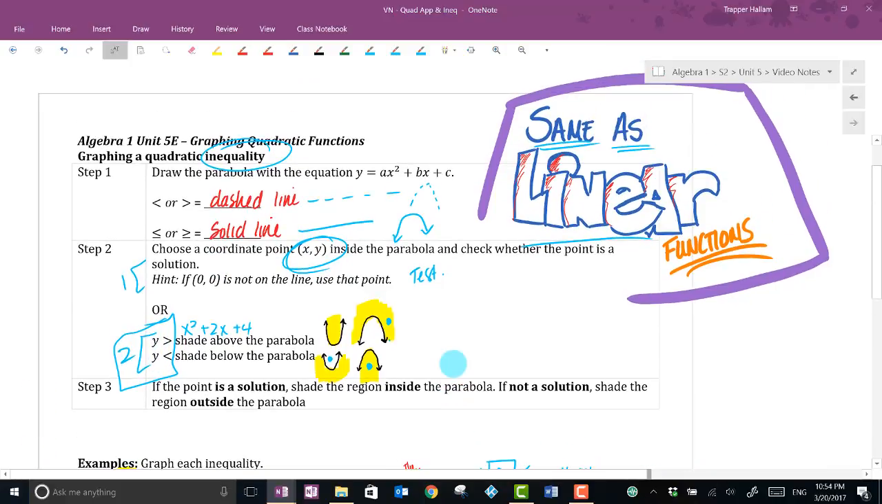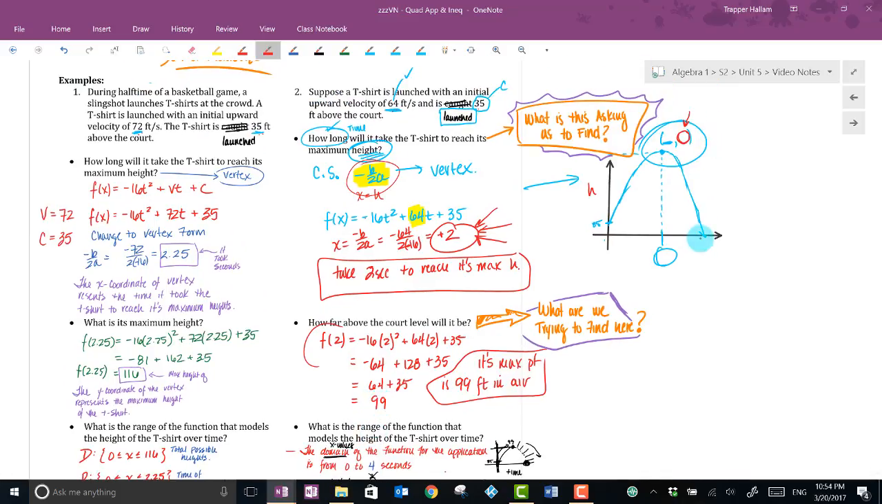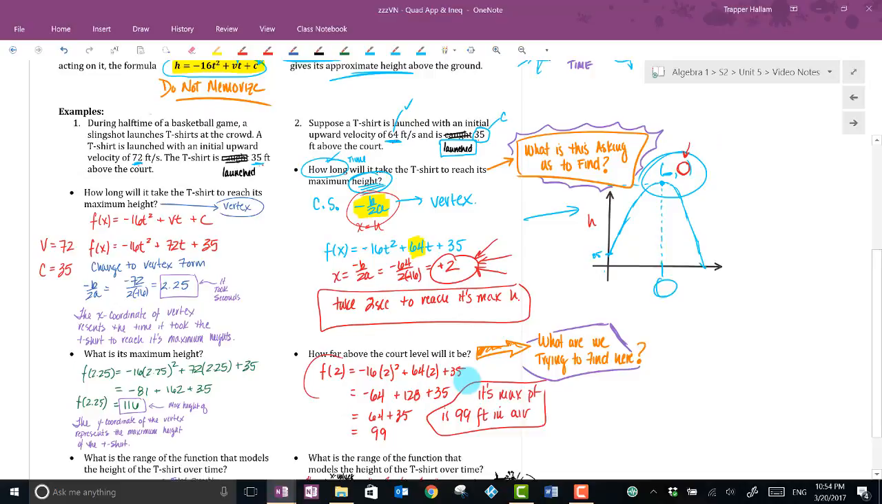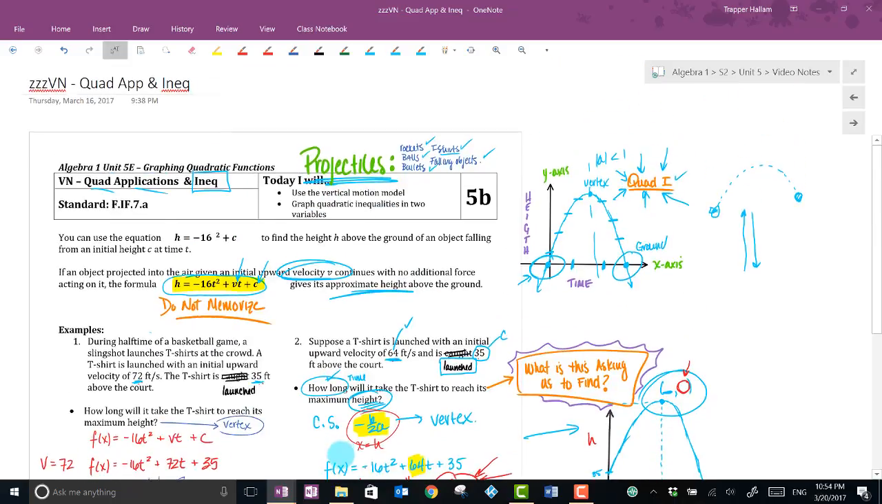Additionally, we talked about applications, which really means thinking about the features that we've talked about with a parabola and what we can find with them with the situation of any type of projectile.